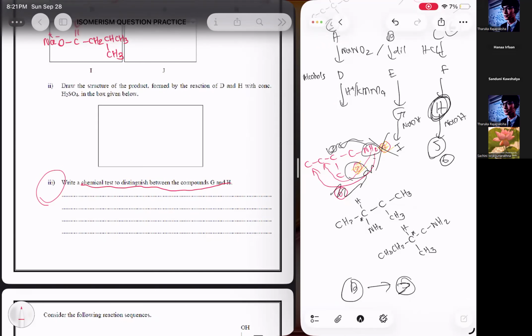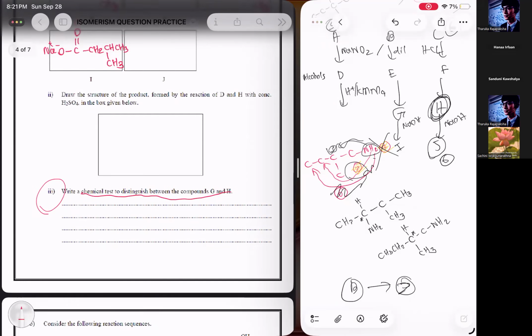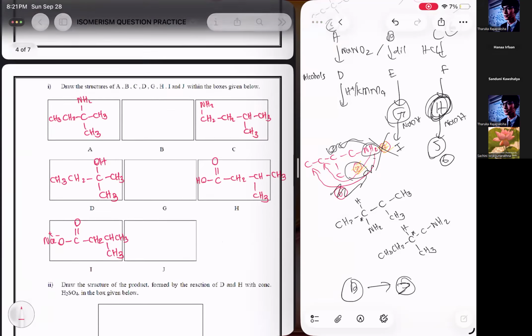The reason is that somewhere below you had to distinguish between G and H. The G and H form from B and C. So if both of them are carboxylic acids, then it's a problem. G should be a ketone and H should be a carboxylic acid. That means B is the seventh structure.